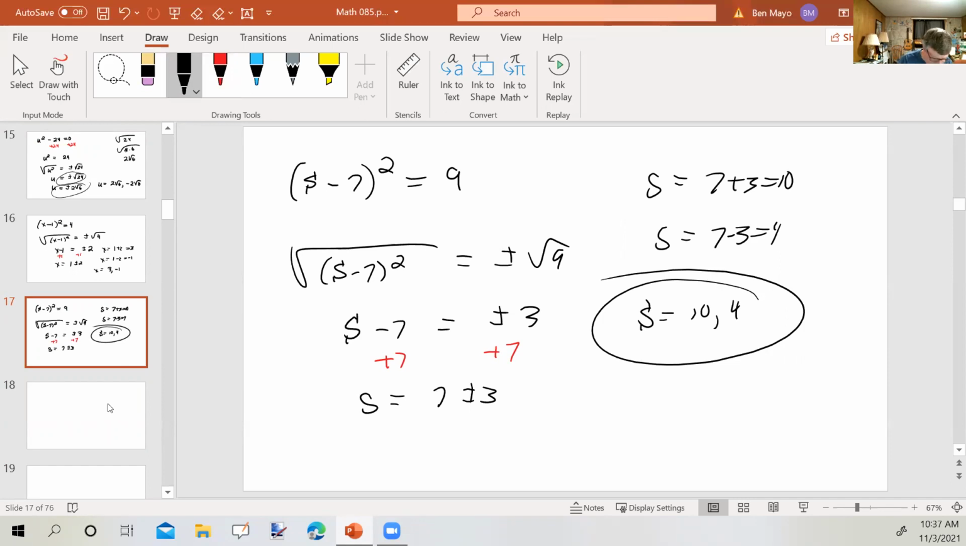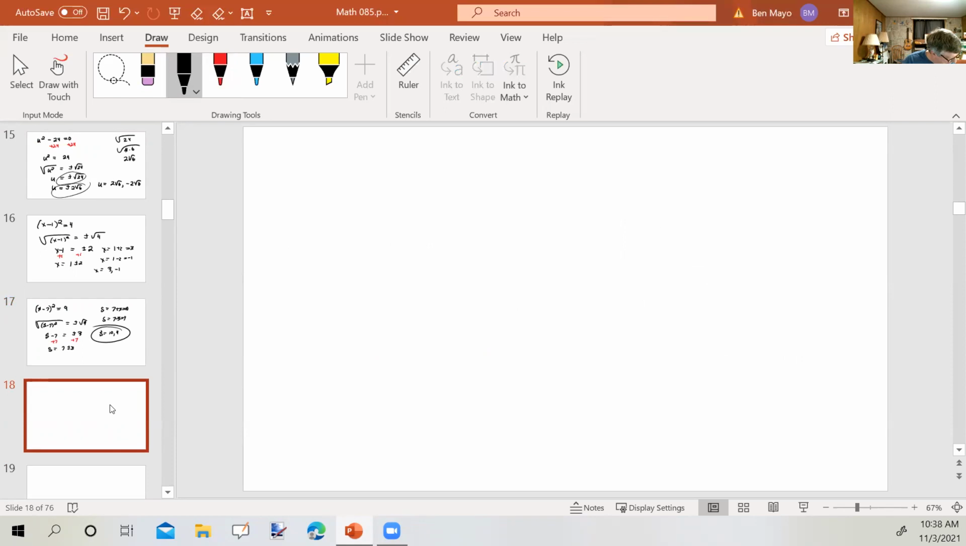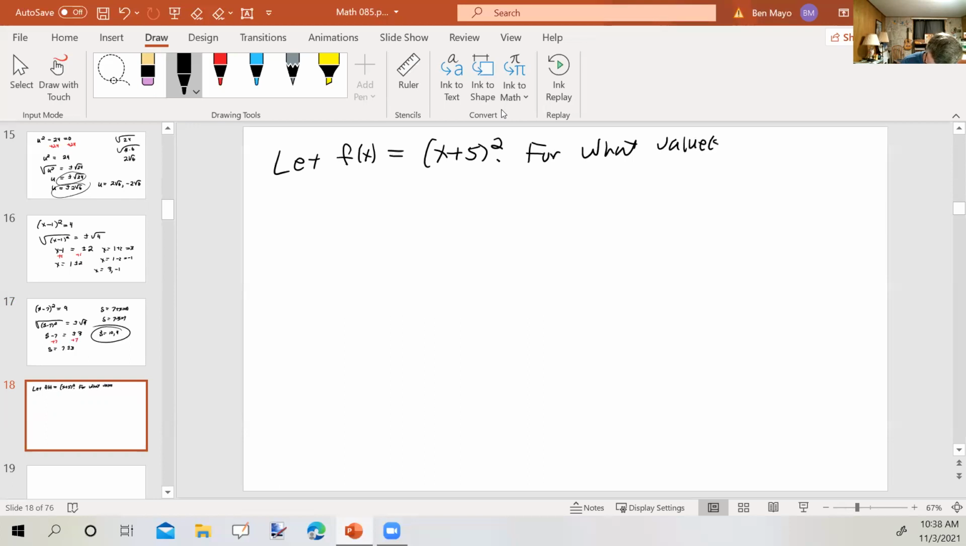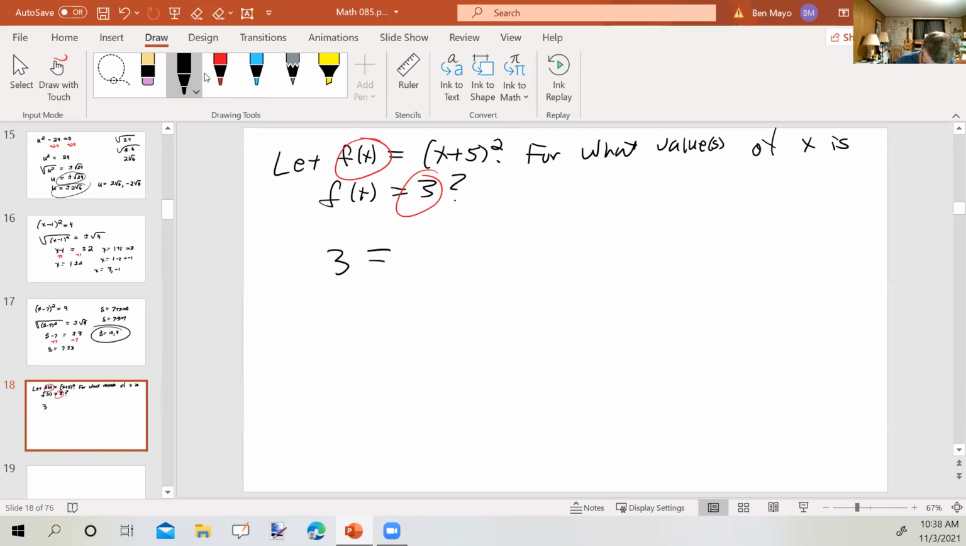And then here, let's see, it says, let f of x equal the quantity x plus 5 squared. For what value or values of x is f of x equal to 3? So by substitution, we're going to put 3 in the place of f of x. So our equation becomes 3 equals x plus 5, the quantity squared.